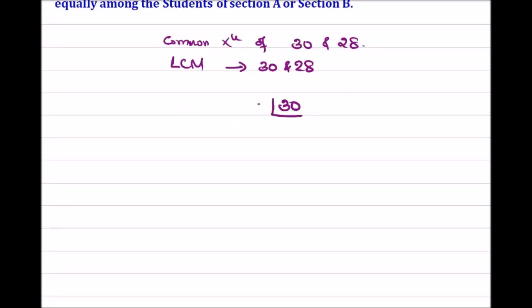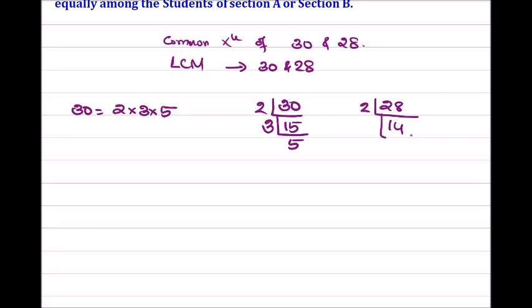30 means 2 times 15, that is 3 times 5. That's all. So 30 is equal to 2 into 3 into 5. Again 28: 28 is 2 times 14, which is 2 times 7. So 28 is 2 squared into 7.